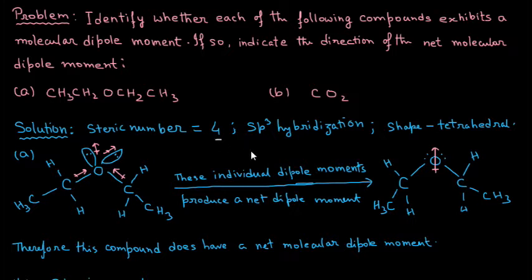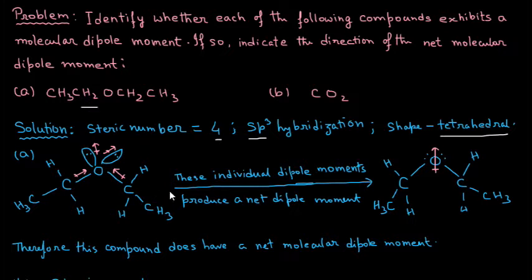Remember, whenever the steric number is 4, the hybridization is sp3 hybridization. You have to remember that. And whenever there is sp3 hybridization, the shape is tetrahedral. These are interlinked. So again repeating, whenever the steric number is 4, the hybridization is sp3, and whenever it is sp3 hybridization, then the shape is tetrahedral. So we have drawn a tetrahedral shape for the given molecule.